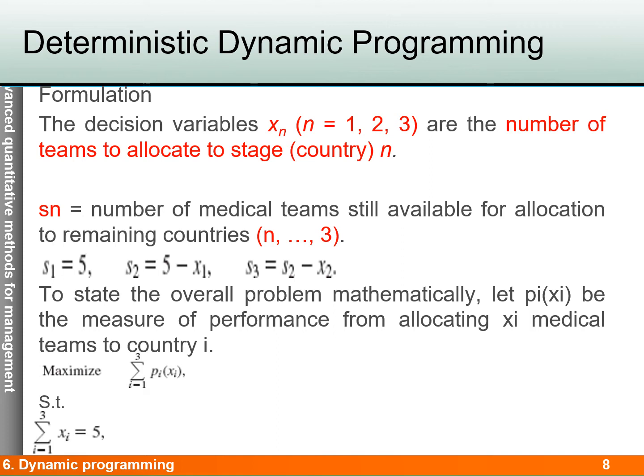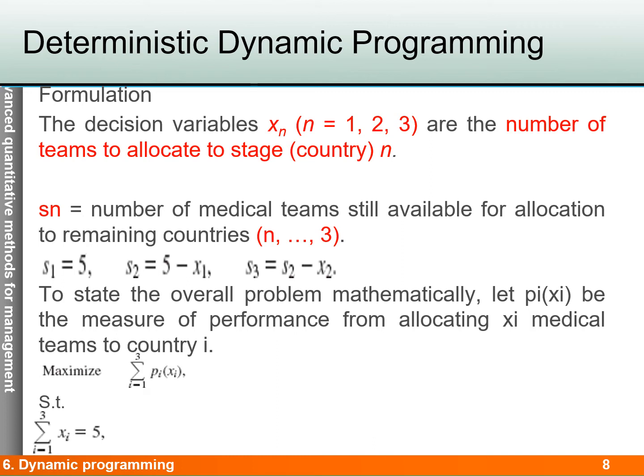3. Why? Because we need to make a decision for country 1, for country 2, and for country 3. Sn is the number of medical teams still available for allocation to remaining countries. So guys, in total, we have 5 resources. We have 5 medical teams that we want to allocate to each of these countries.